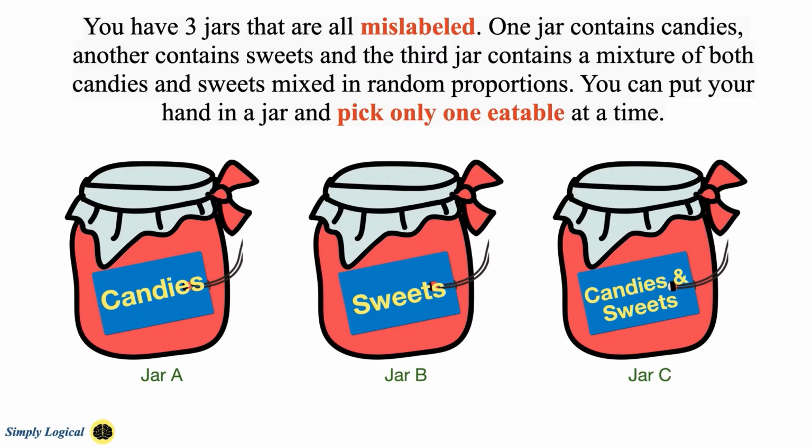You have three jars that are all mislabeled. One jar contains candies, another contains sweets, and the third jar contains a mixture of both candies and sweets mixed in random proportions. You can put your hand in a jar and pick only one eatable at a time.